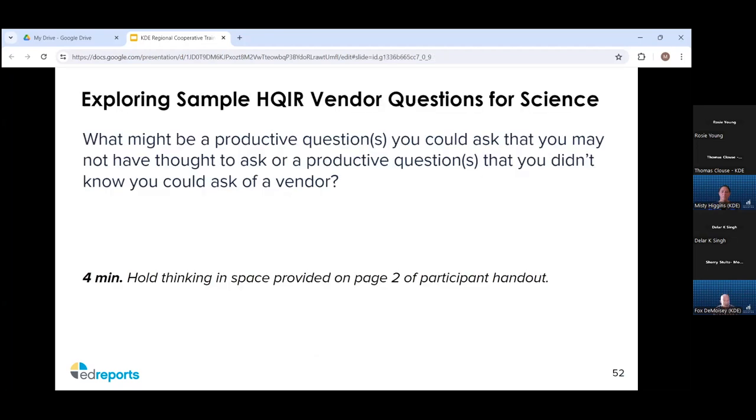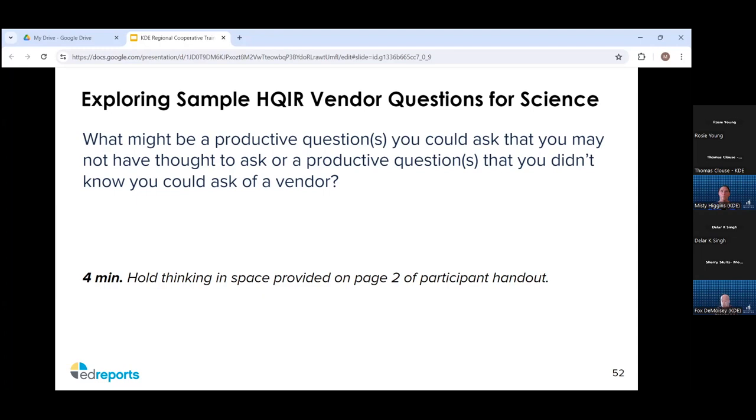So we're going to have about 4 minutes here to explore that tool, the sample HQIR vendor questions for science. As you do, your lens for exploration will be considering the prompt: what might be a productive question or questions you could ask that you may not have thought to ask, or a productive question or questions that you didn't even know you could ask of a vendor?